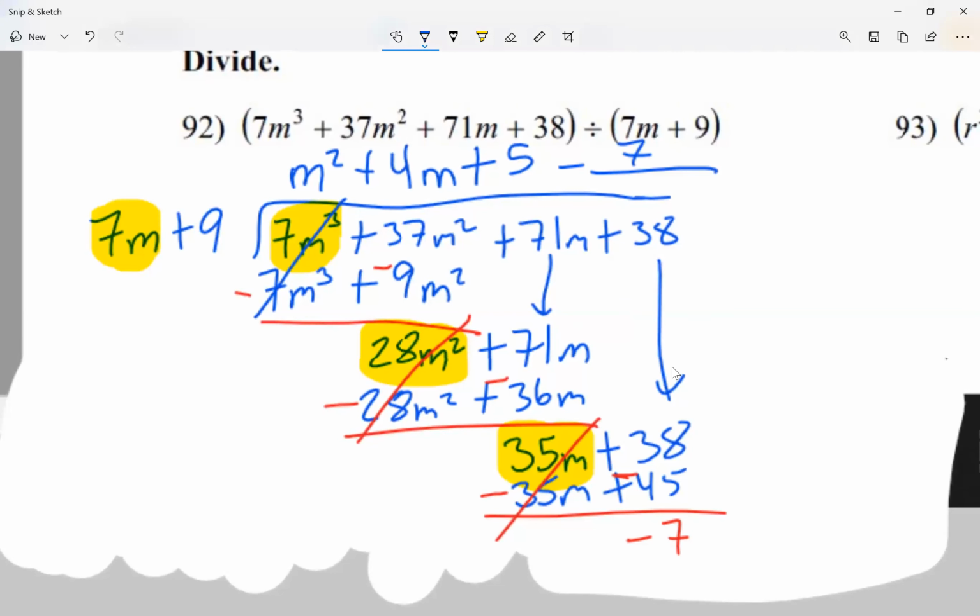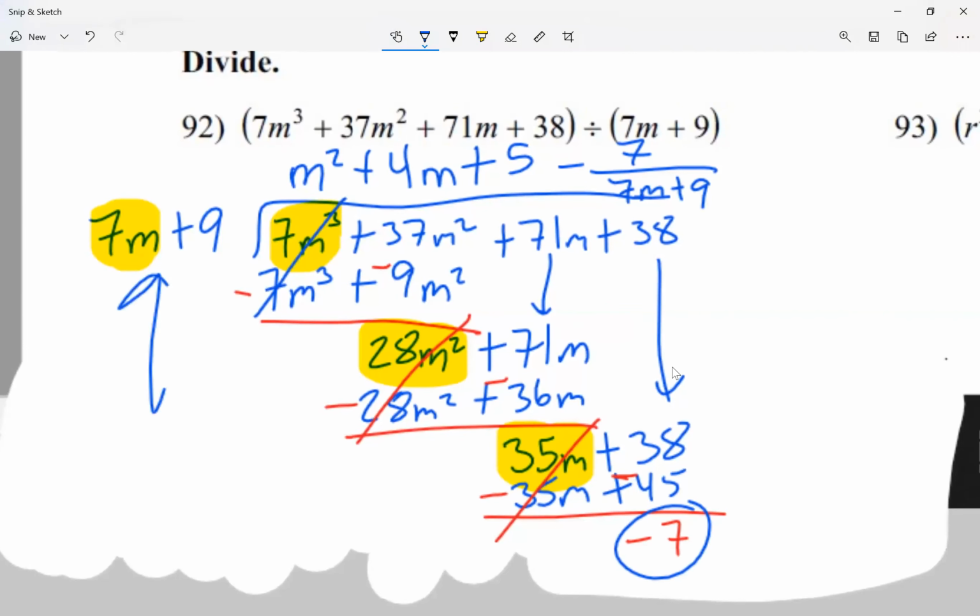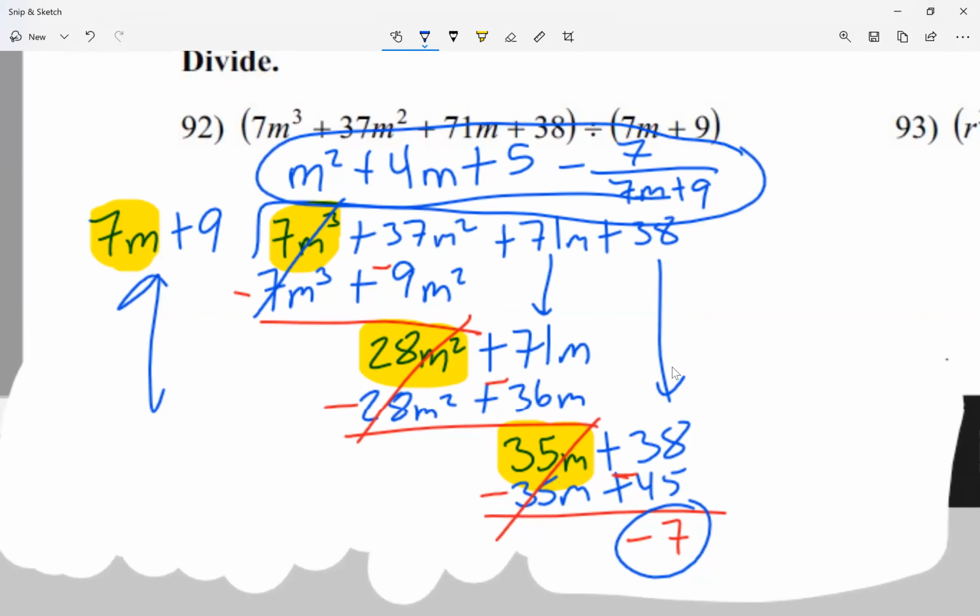I'm going to put a fraction. You guys see where the negative 7 came from. So negative 7, I put a fraction, and under the fraction, I'm going to write 7m plus 9. You guys see where that came from? And that's my answer. I know it's long work, but again, that's why we call it long division.